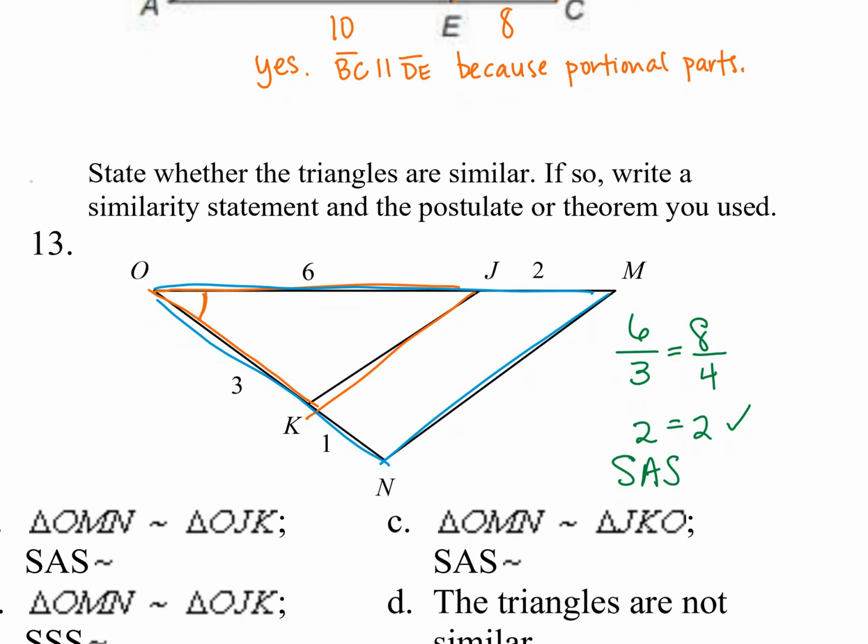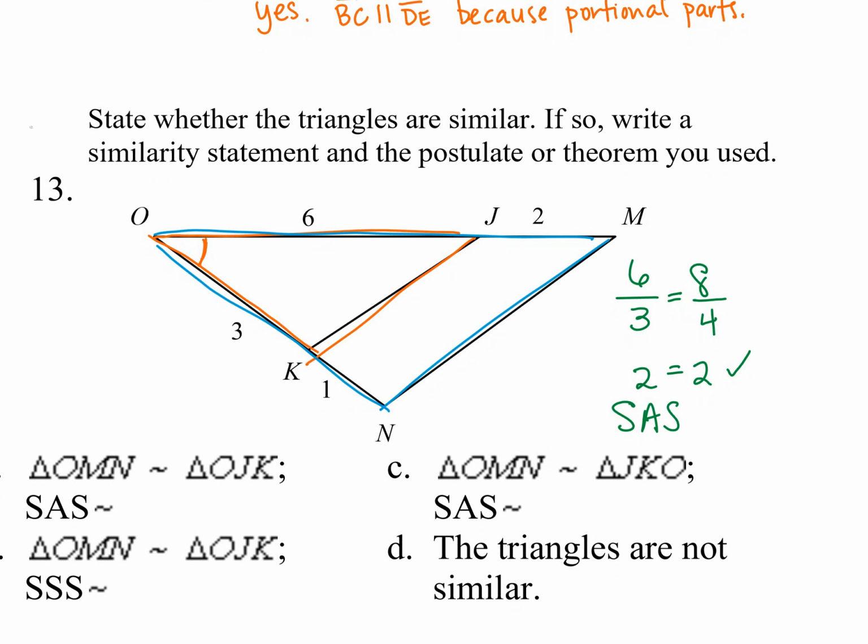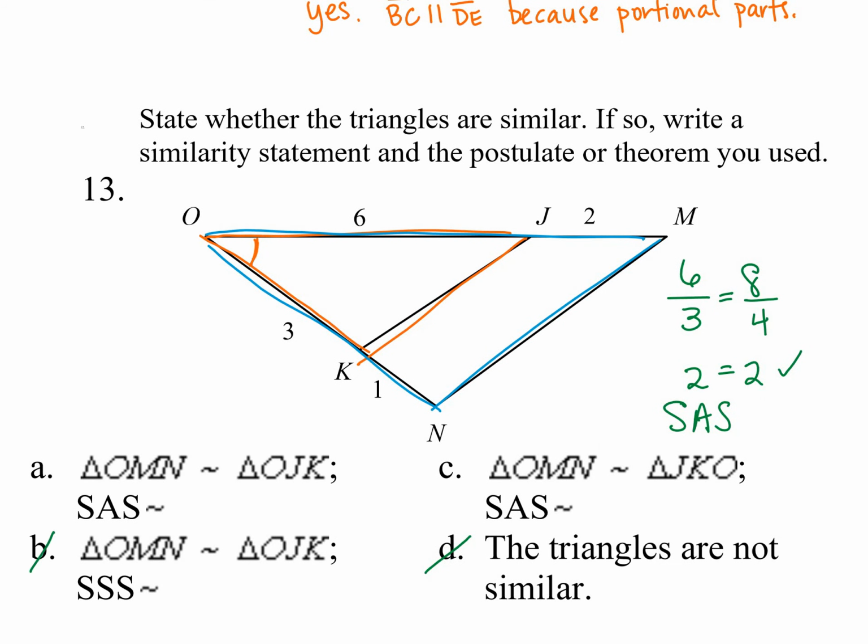All right, so we have multiple choice here. We're going to eliminate this one and this one. And OMN is similar to OJK. That is correct. And let's see why this one's wrong. OMN similar to JKO. It's the order that they named the angles in that is no good.